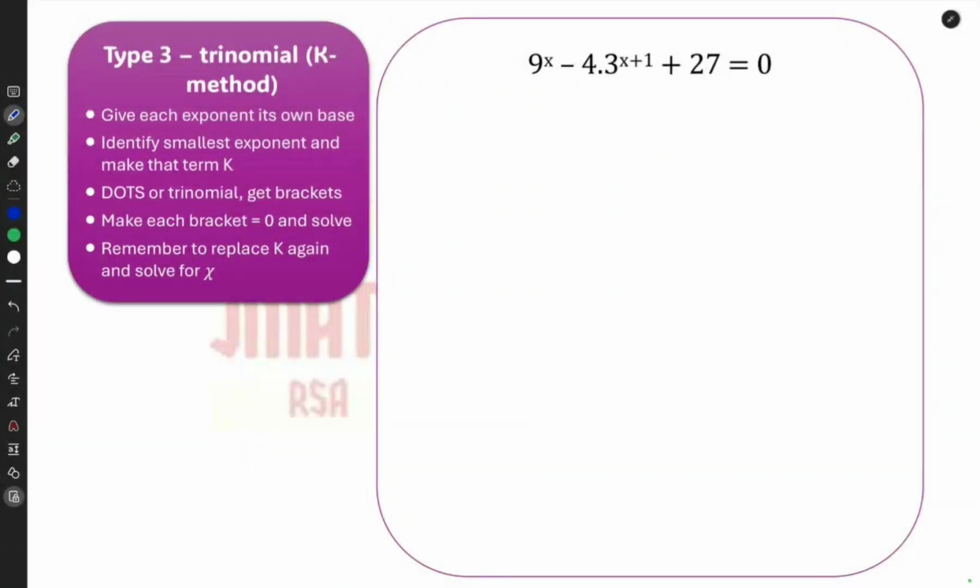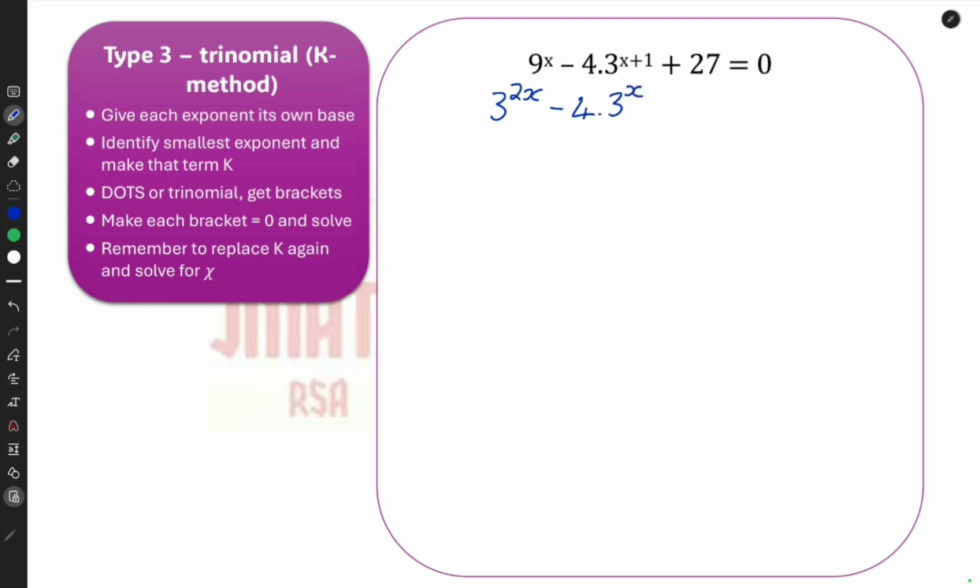This is an example of a type 3, or previously I called it type 2, but the advanced version. So what's the difference between this and the one we've just done? You will see there's a 3 to the power x and a 9 to the power x. But if I break down the 9, I can say the 9 is 3 squared. So the one exponent is double the other one. And then I know I'm going to have to do the K method in order to do a trinomial or difference of squares. So let me show you what that means. Firstly, the 9 I'm going to rewrite as 3 to the power 2x, minus 4 times 3 to the power x.